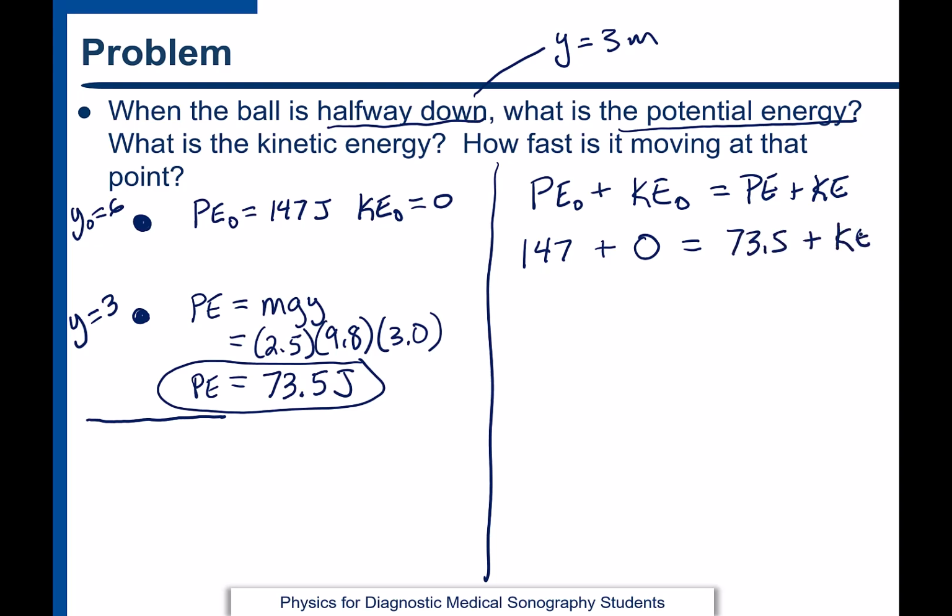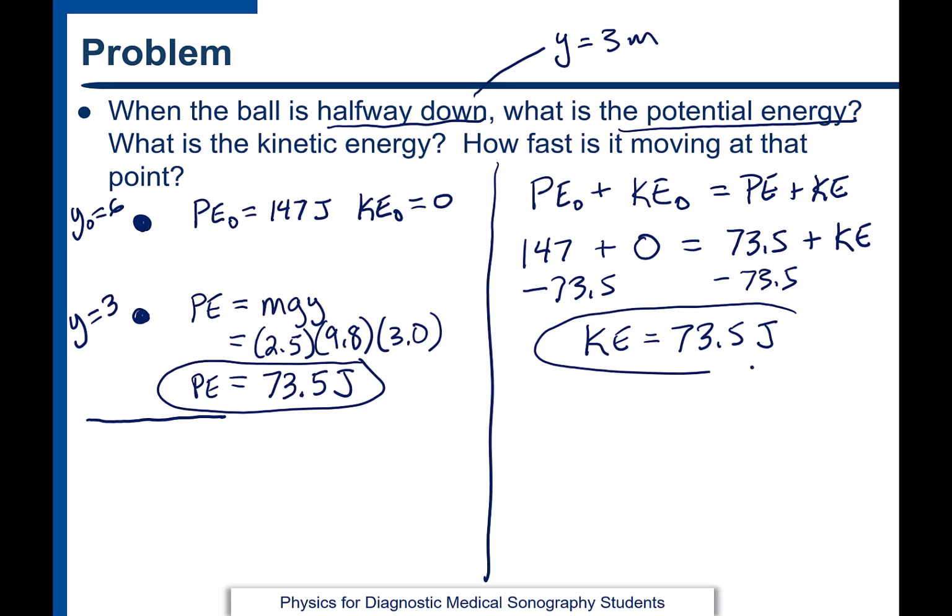And what we want to know is what the kinetic energy is. So you'll notice all I need to do is subtract 73.5 from both sides. And I get that the kinetic energy is equal to 73.5 joules. Once I have the kinetic energy, now I can find how fast it's moving. Remember, kinetic energy is 1/2 mv squared. So that's my starting point.